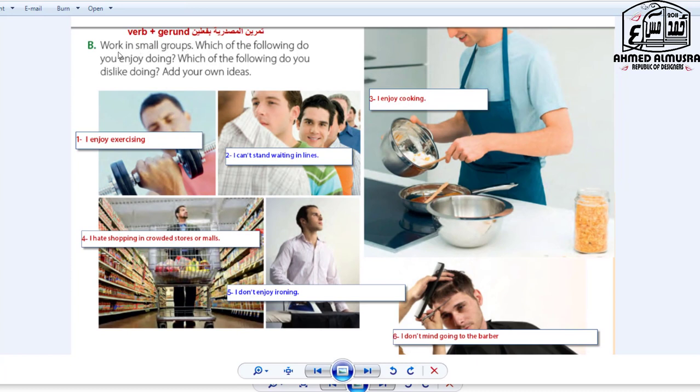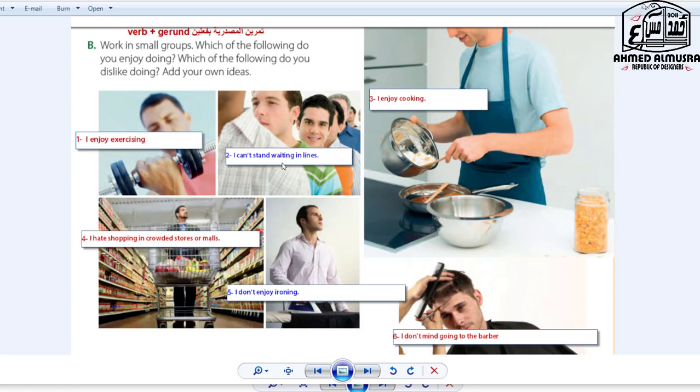Okay, look at here. Work in small groups. Which of the following do you enjoy doing? Enjoy doing. Which of the following do you dislike doing? Add your own ideas. Number one, I enjoy... look at the picture. Enjoy exercising. Any verb with those 10 verbs. The second one will be noun.